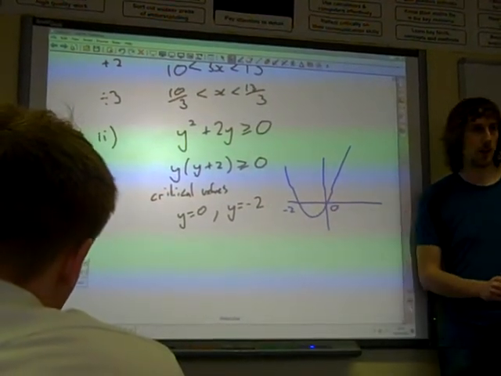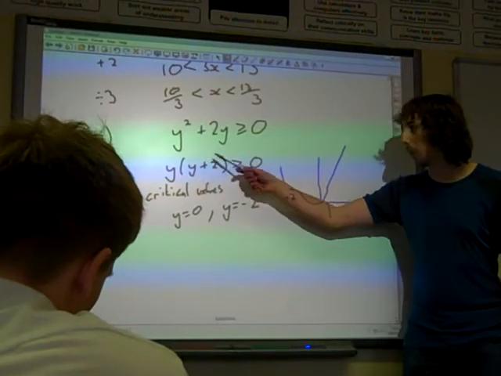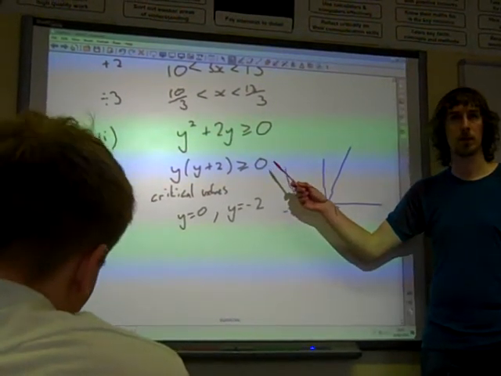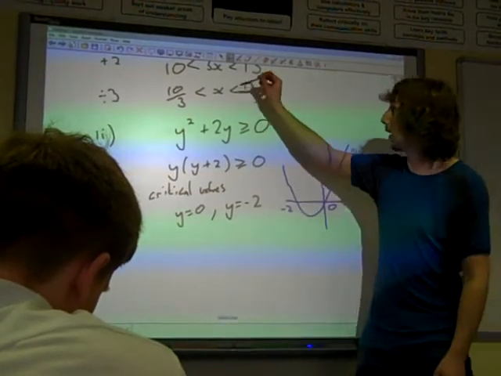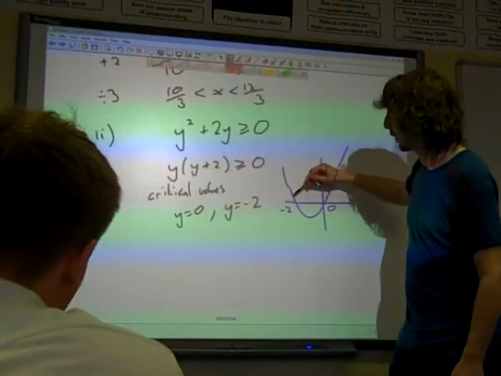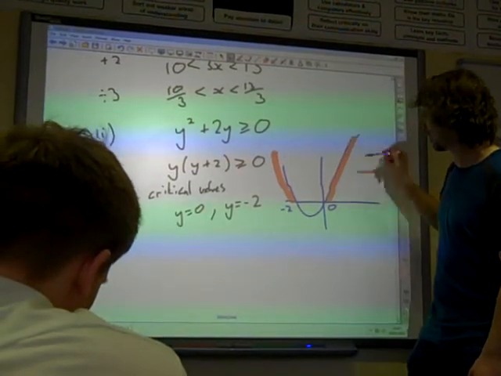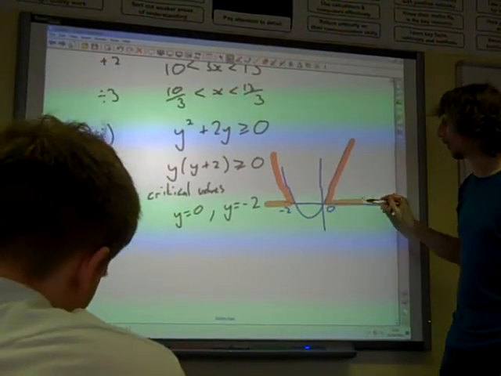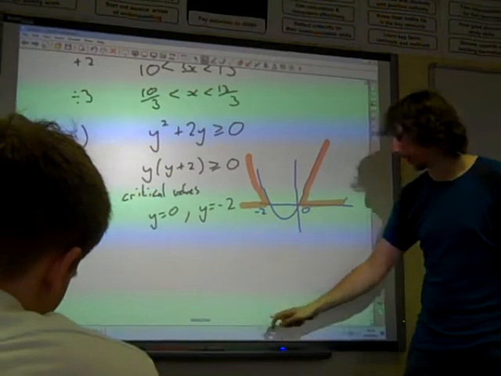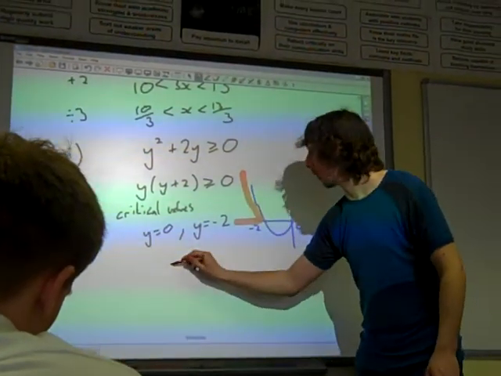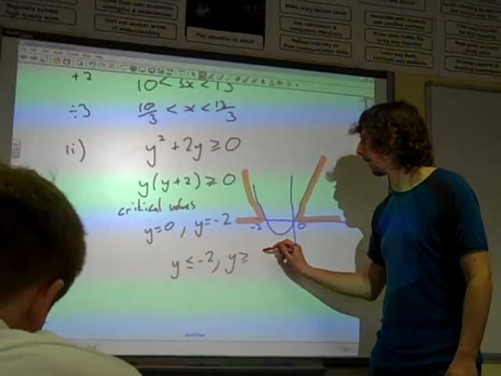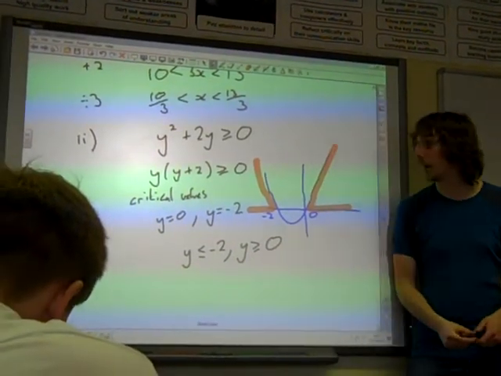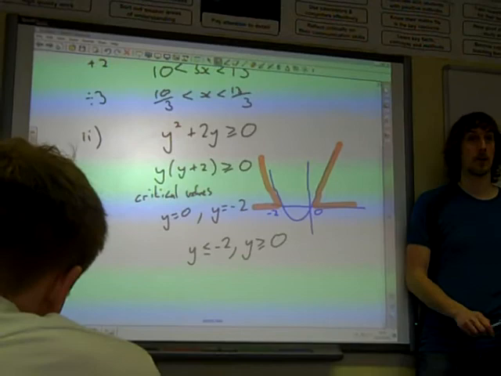So we've got those 2 points, and we wanted to know when was it bigger than 0. And it's bigger than 0 over here, when we're less than minus 2. There it's bigger than 0, there it's bigger than 0. So the region that we want are those 2 regions there. We're going to say y less than or equal to minus 2, y bigger than or equal to 0. And that was our 4 marks for doing that.